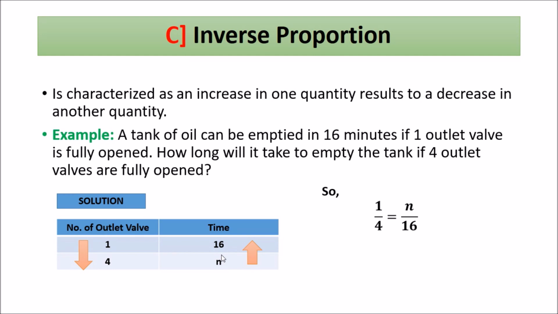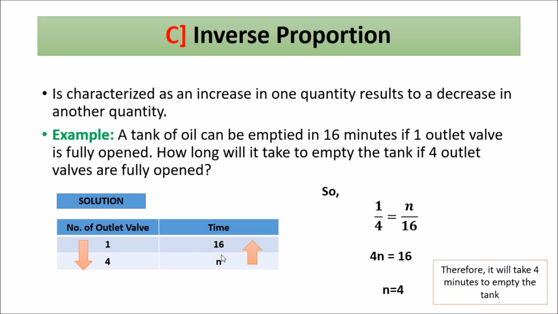Then again, to solve for n, we shall cross multiply these given quantities. And that will give us 4n equals 16. The next step is to isolate n. Simply divide both sides by 4 and that will give us n equals 4. Therefore, it will take 4 minutes to empty the tank if 4 outlet valves are fully open. And that's it about ratio and proportion.